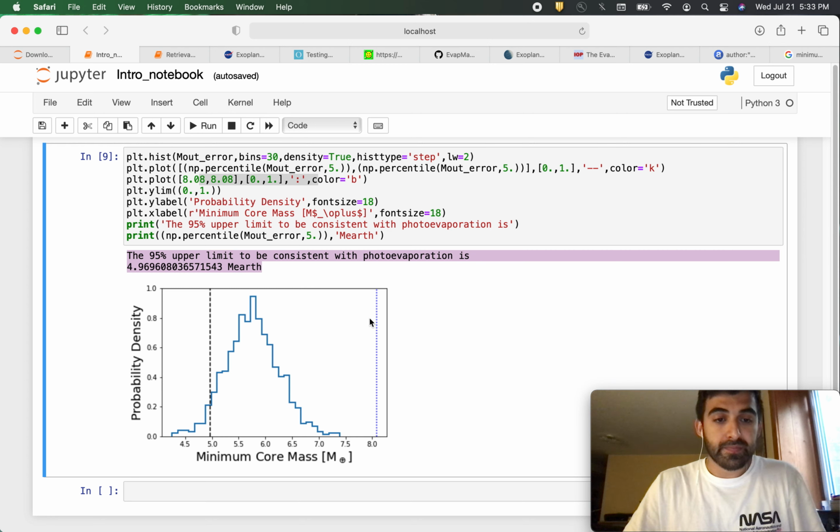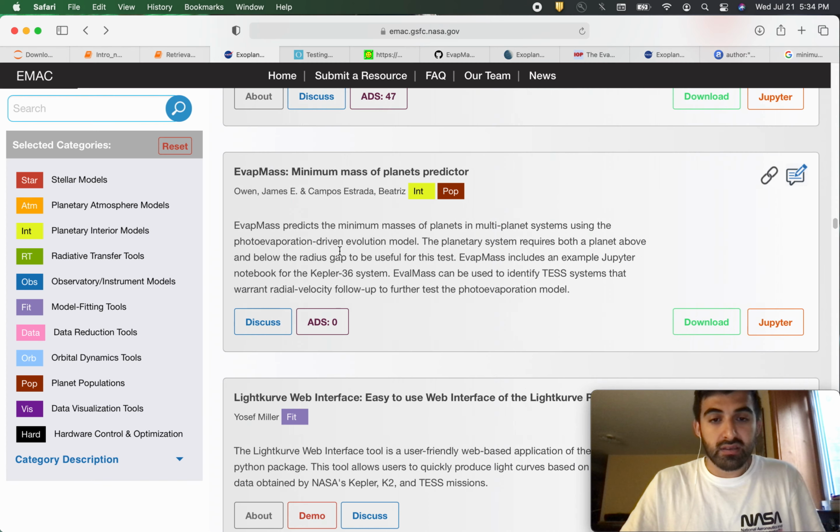In other words, in this notebook we have shown that Kepler-36c is likely to have retained its hydrogen-helium envelope, i.e. its atmosphere. So yeah, that is EvapMass. It's a great tool. I had a great time doing this tutorial.